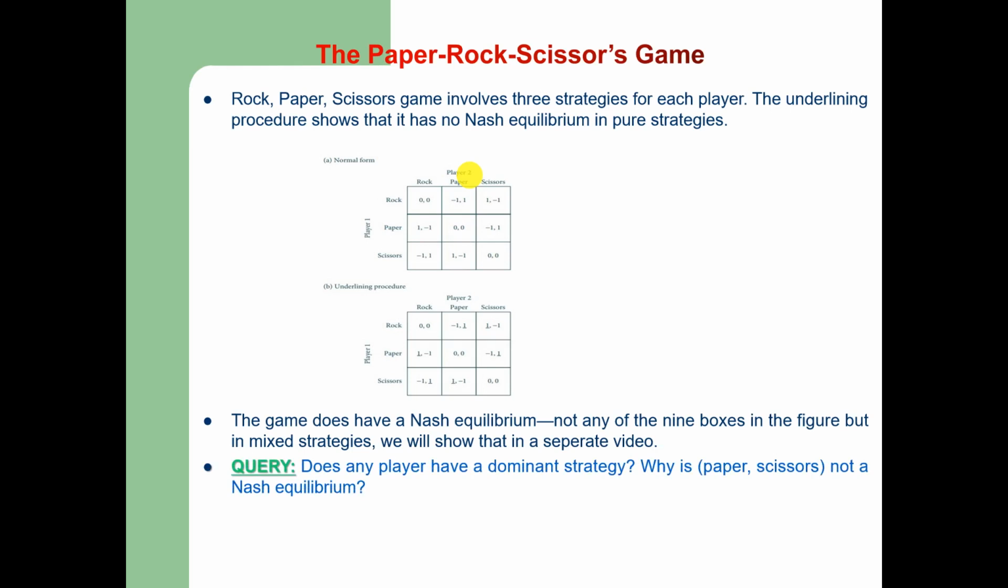Here is a question for you. Does any player have a dominant strategy in the PRS game? Why is paper, scissors not a Nash equilibrium? You may write your answer below in the comment section if you know, so the answer may be written in the comment section below this video.